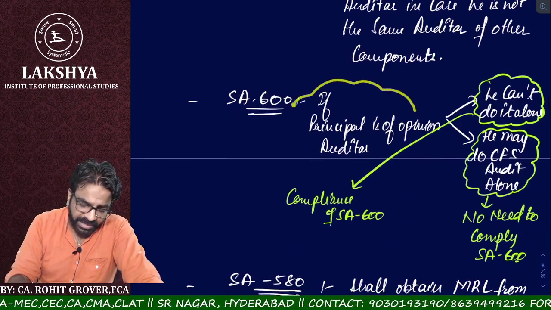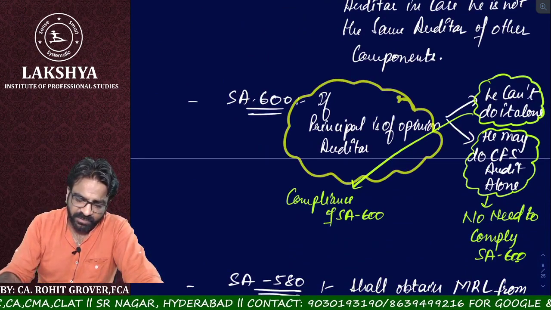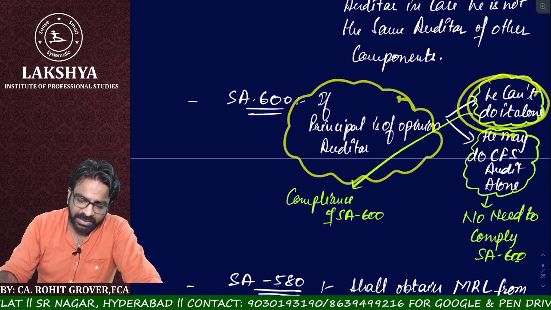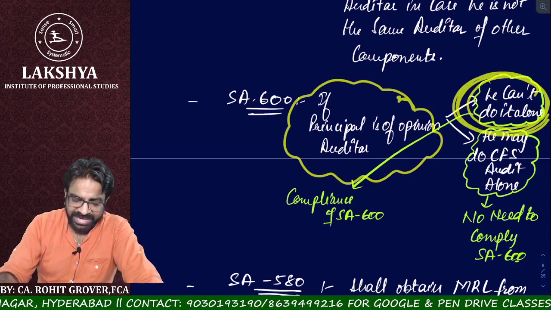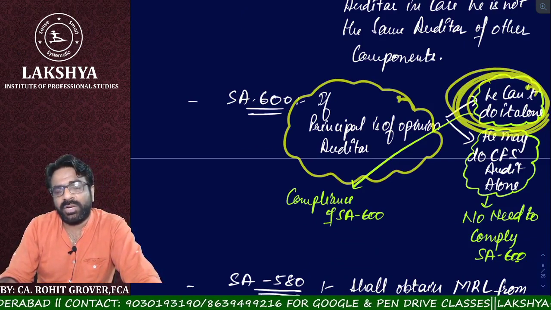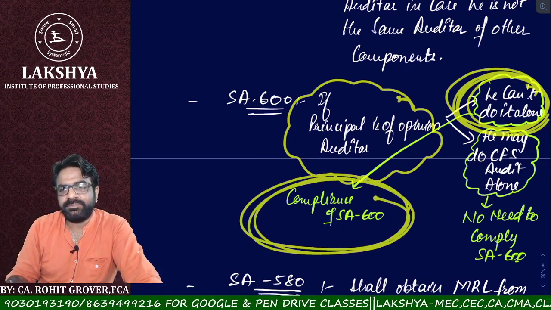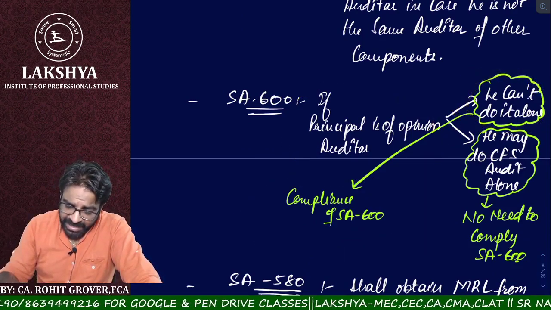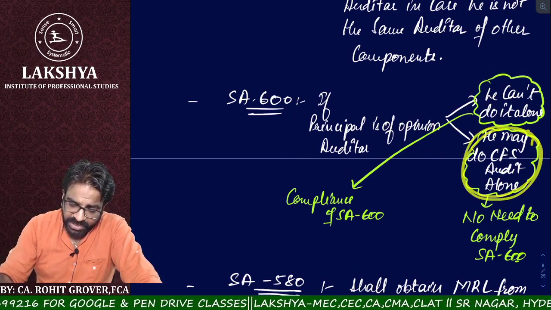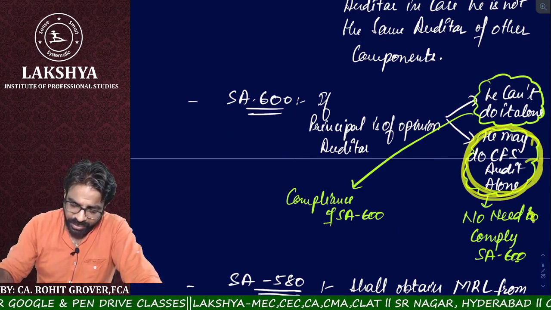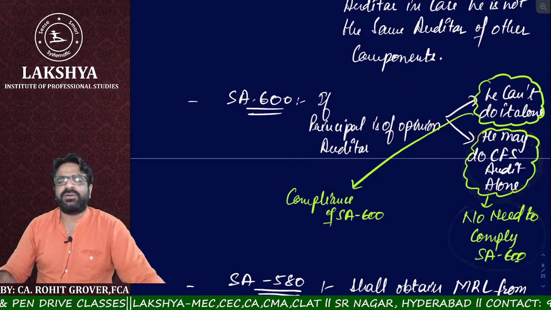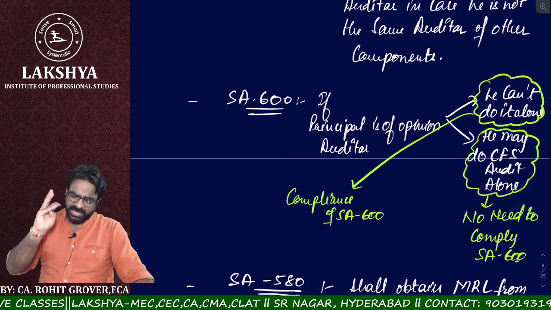So if the parent auditor or principal auditor is of the opinion that he cannot do the audit on his own, he has to comply with SA 600. But if he thinks that he can do the audit on his own, he may do the CFS audit alone, no need to comply with SA 600. Very, very simple. So what are the standards we are done with?